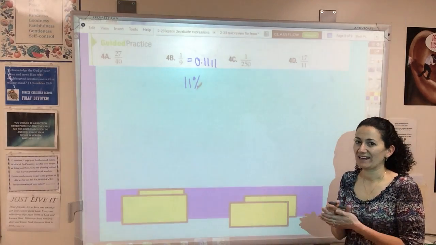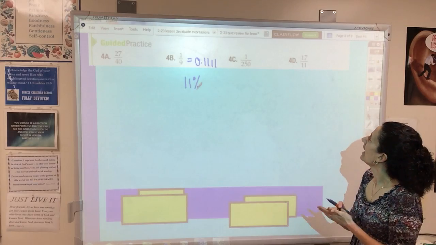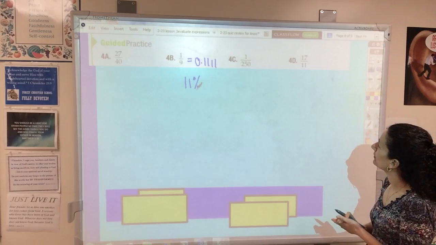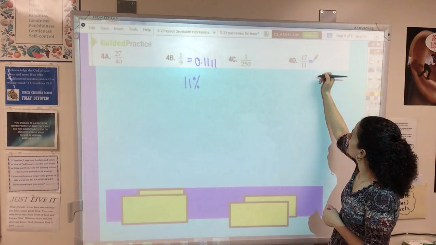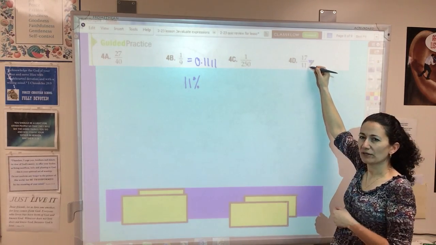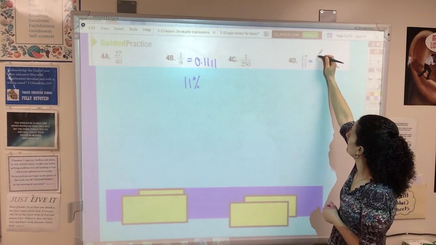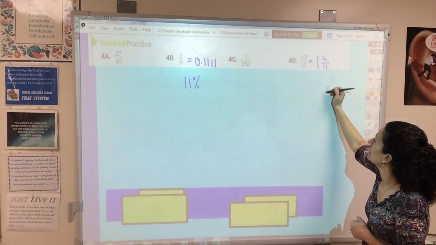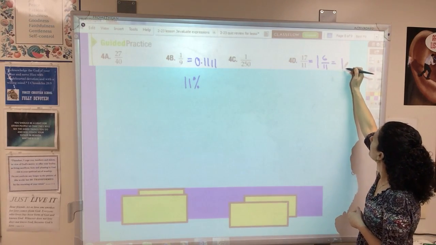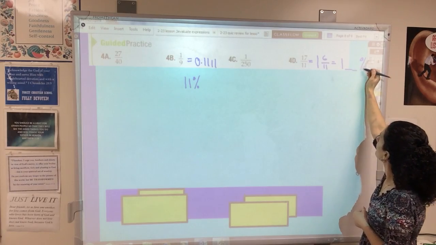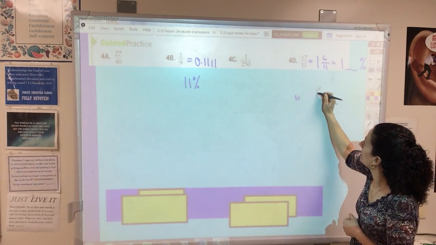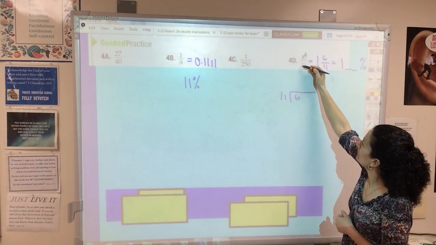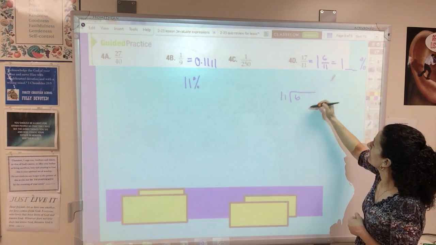17/11. How did you do that? I'm curious. I hope you noticed that it was an improper fraction. And since it's an improper fraction, we can write it as a mixed number. Can you do this in your head? Try to follow me. 11 goes into 17 one time with 6 left over. So I know my percent is going to be 100-something%. So now I have to do 6 divided by 11 to find out what that other part is. You see how I do that? 1 and 6/11. Okay, let's take a look.